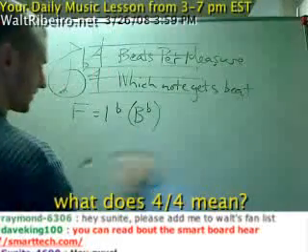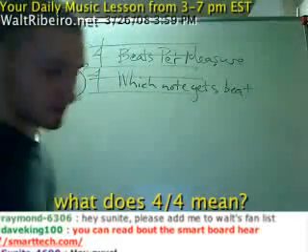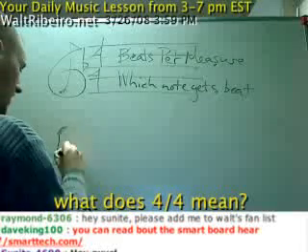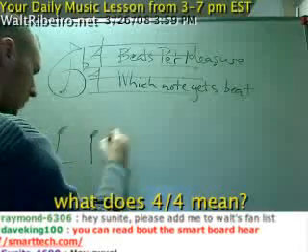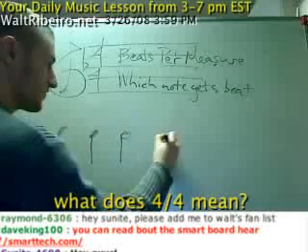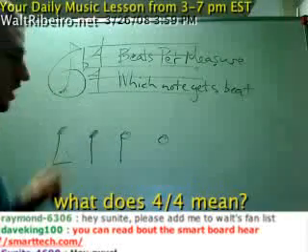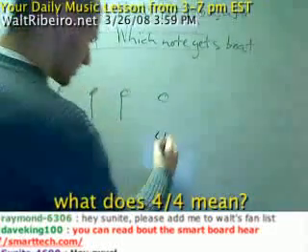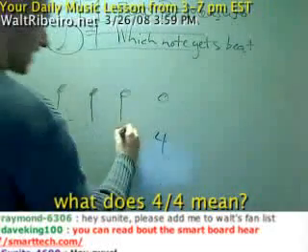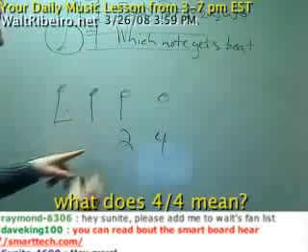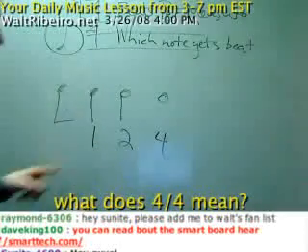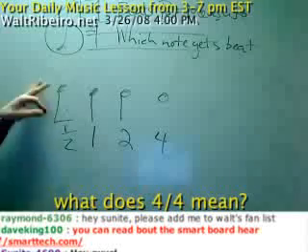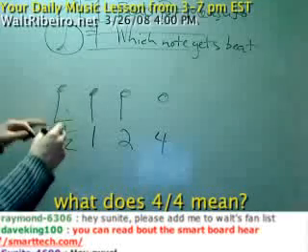Let me erase that. You know that of your notes, you have eighth notes, quarter notes, half notes, and whole notes. Whole notes, let me move this down, we know get 4 beats per measure. Half notes we know get 2 beats per measure. Quarter notes get 1 beat per measure, and eighth notes get half a beat per measure. Let's not worry about these eighth notes right now.